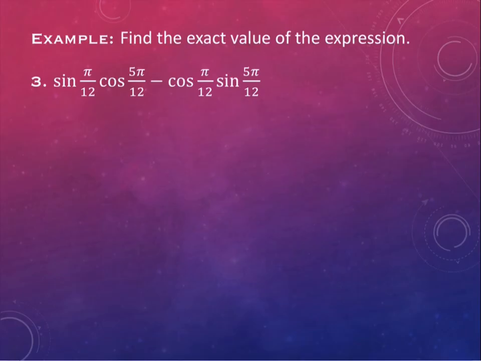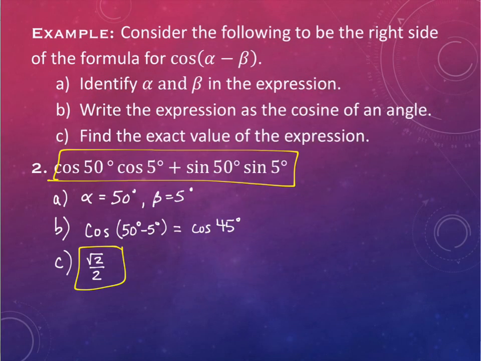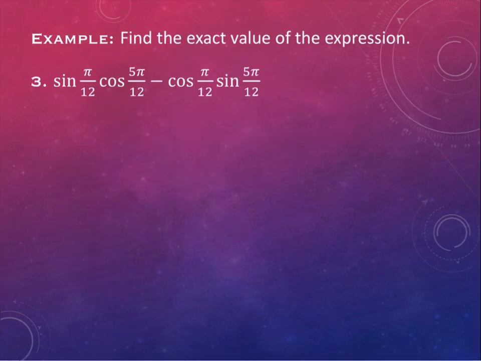So these next couple don't have nearly as much direction to them. They just simply tell us to find the exact value of the expression. So these are a little bit more authentic, whereas these were directly telling you which formula to use, right? These are asking you to figure out a formula on your own based on the formulas you were given.